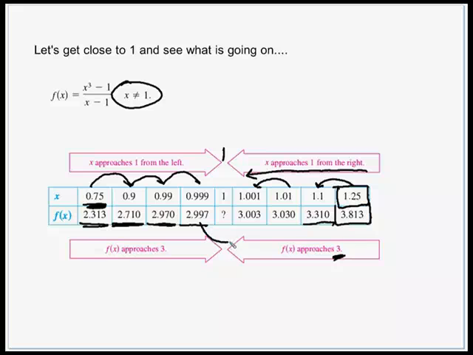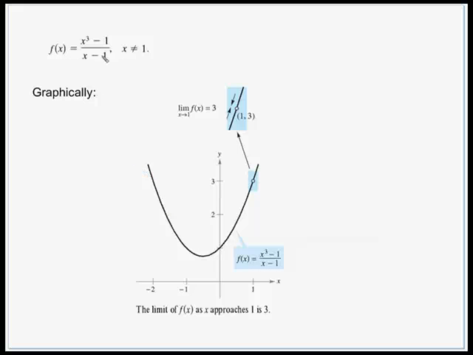If we look at these numbers on either side here, 2.997 and 3.003, what's right in between those numbers? It looks like we're approaching 3. So if we actually did graph those points, what would it look like? Here's our function again, (x^3 - 1)/(x - 1). It looks like a parabolic curve.